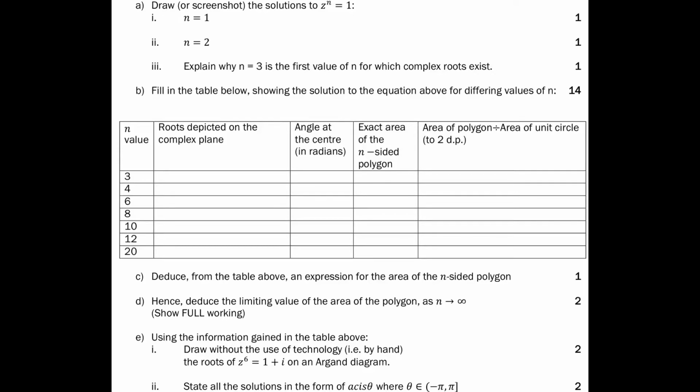And then part E says using information gained from our table, draw without the use of technology the roots of z to the 6 equals 1 plus i. So slightly different to what we're used to. We're used to z to the 6 equals 1, or z to the anything equals 1. But to have 1 plus i will require a bit of thought. And then finally, we need to state all the solutions of z to the 6 equals 1 plus i in that classic form r cis theta.